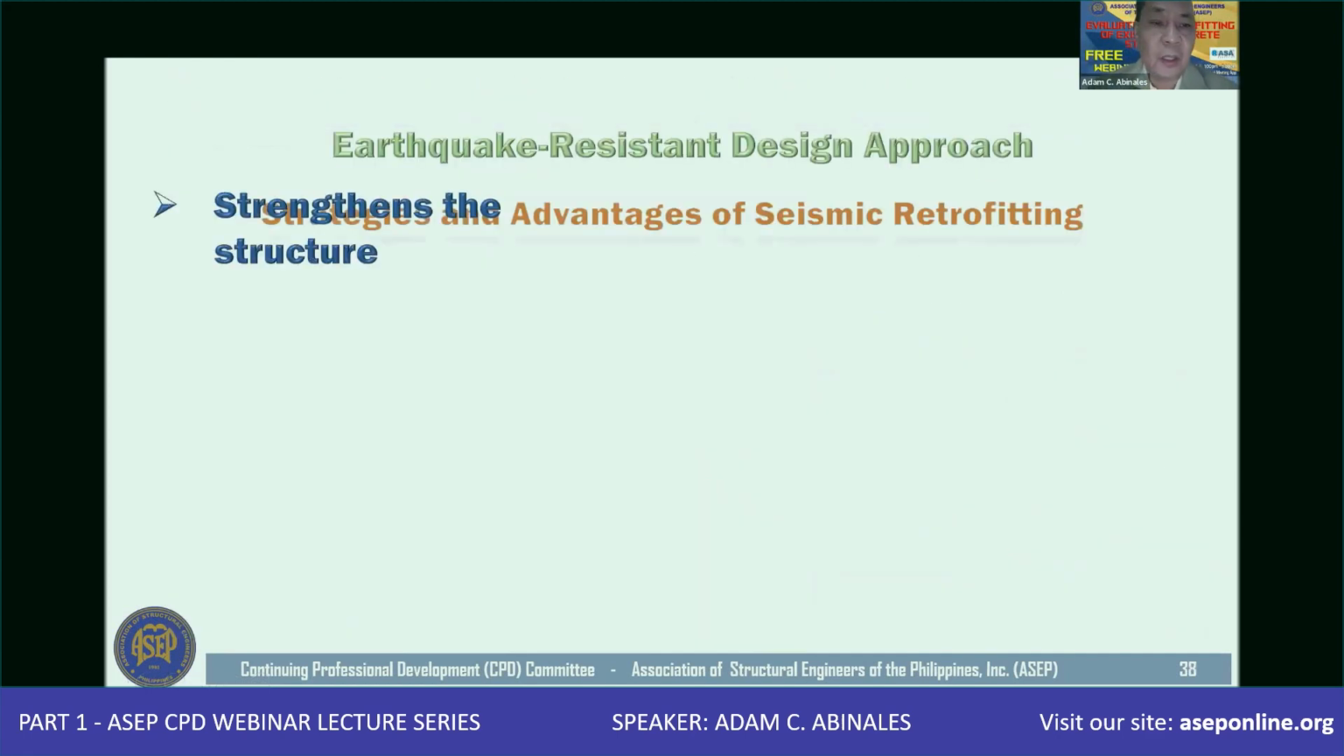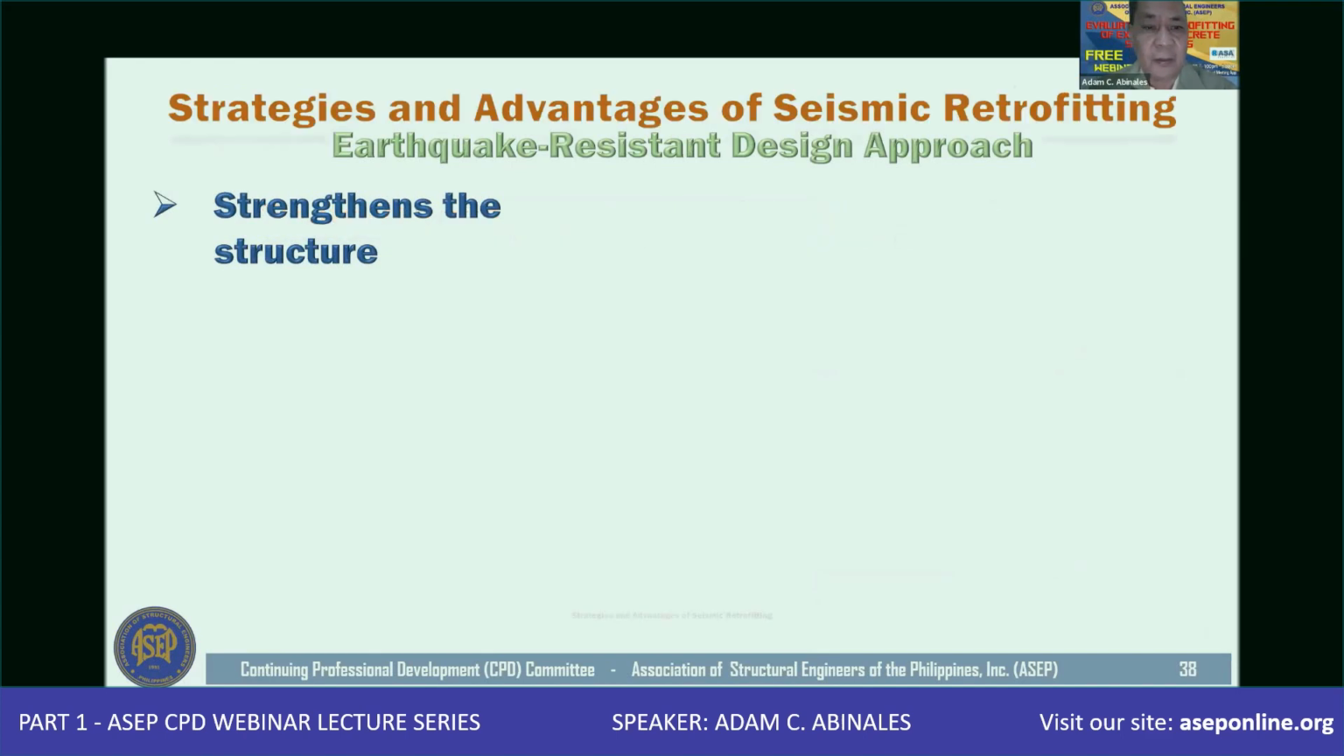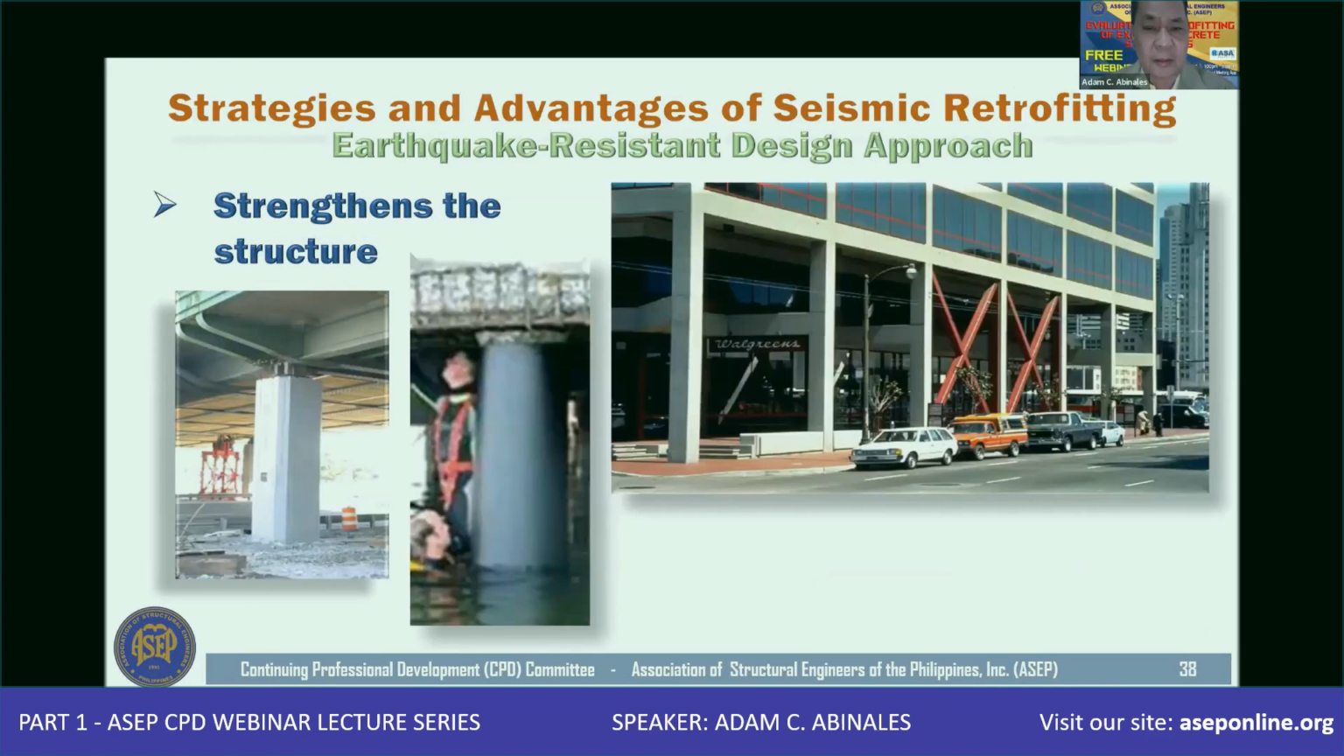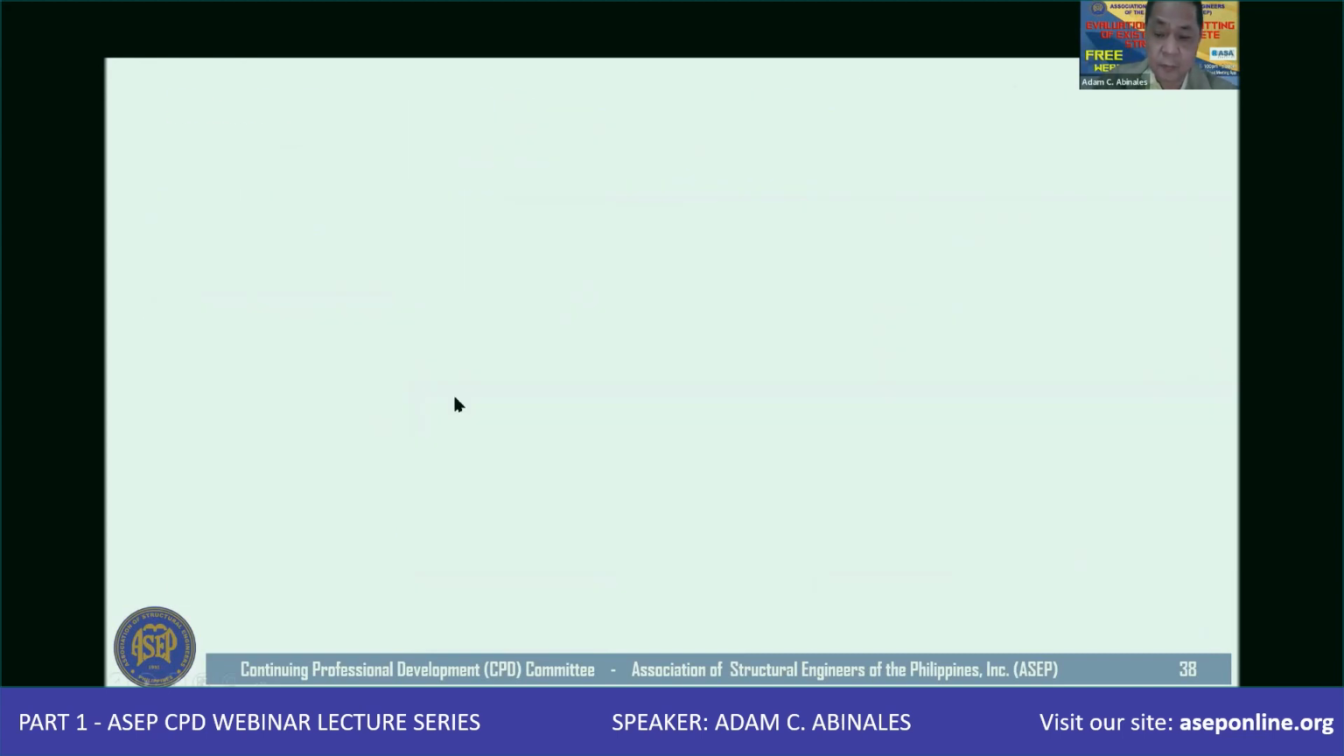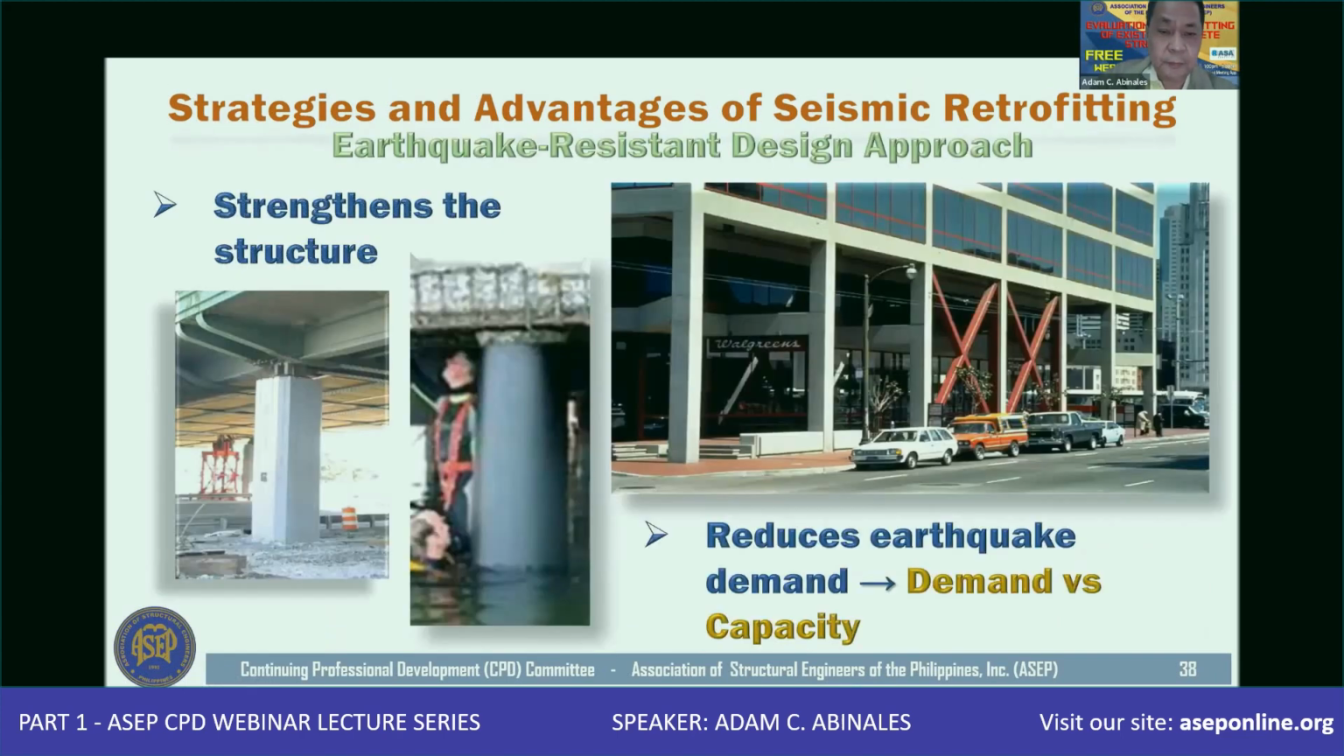Basically, retrofitting will strengthen the structure. I think no doubt about it. That is the main objective of retrofitting, whether you do a localized member retrofit or global retrofitting. In that case, you reduce the earthquake demand, and you compare the demand vis-a-vis the capacity of the structural elements.